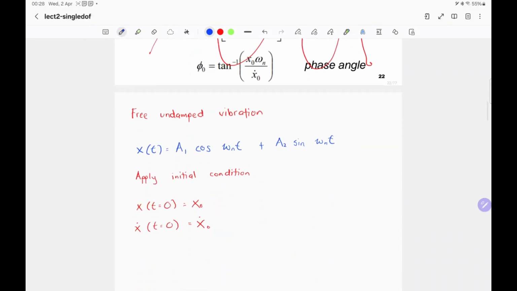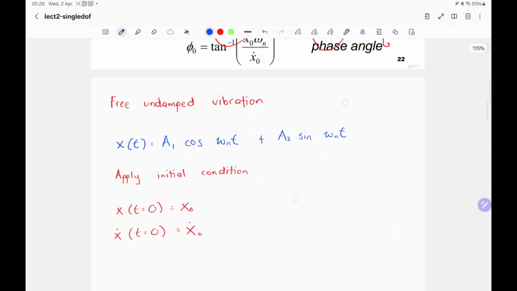Alright, now let's continue on how we determine A1 and A2 by using the initial conditions. So for a free undamped vibration system, we know that the response is x t equals A1 cos omega n t plus A2 sin omega n t. So where can you get this equation of the response? You can refer back to the last 2 slides of these lecture notes.